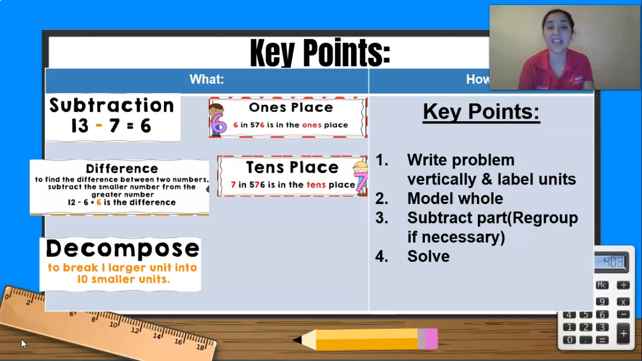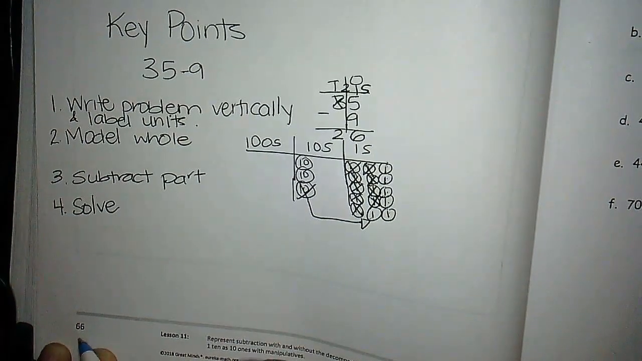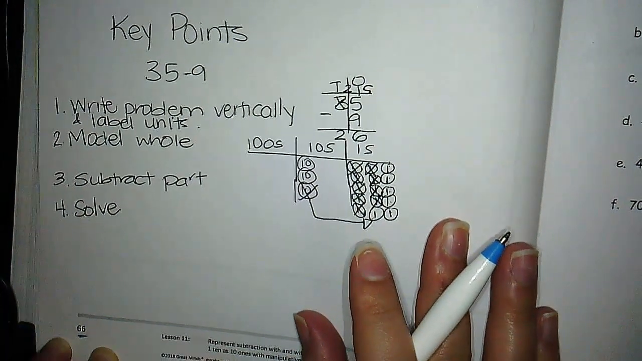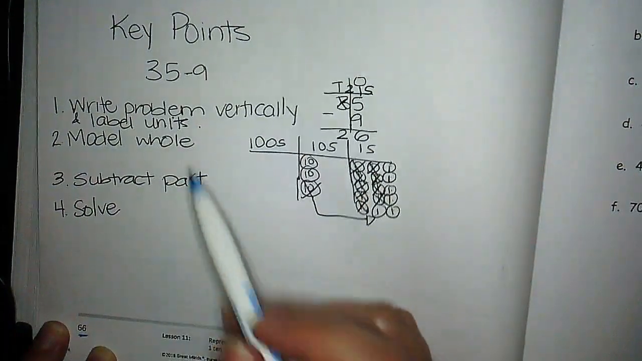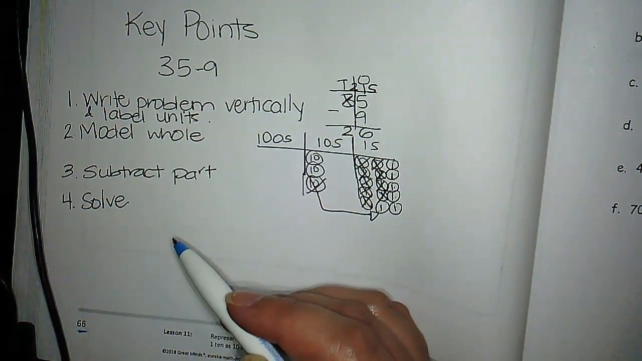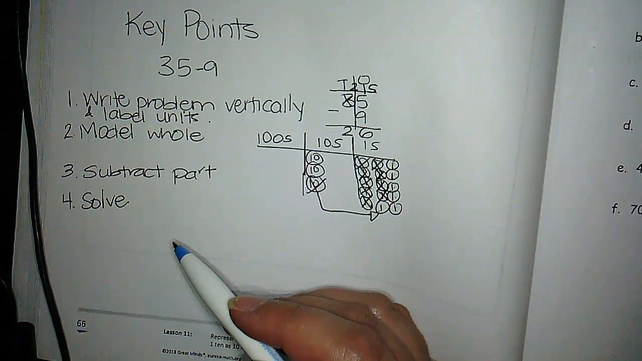I'm giving you 10 seconds to open book number 2 to page 66. 10, 9, 8, 7, 6, 5, 4, 3, 2, 1, and 0. Okay, boys and girls, now that you are in book 2, page 66, you're going to write the key points. Key point number 1 says, write the problem vertically and label the units. I'm going to give you 1 minute to do that. Go.